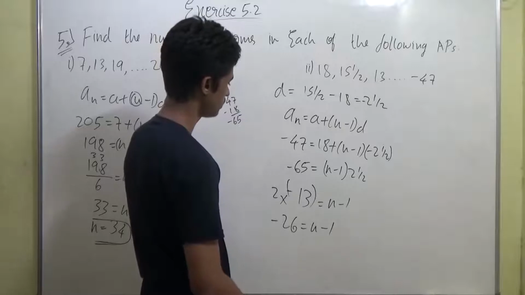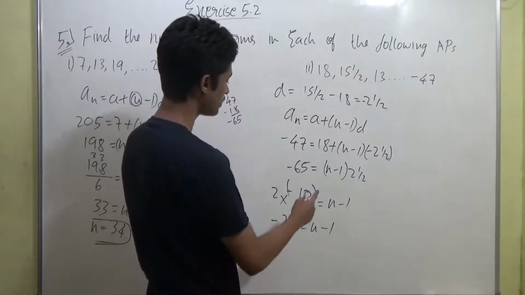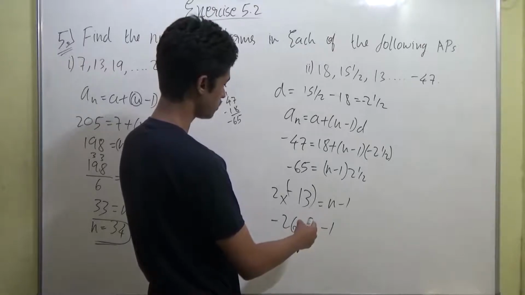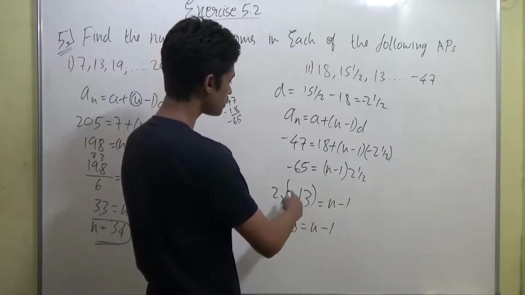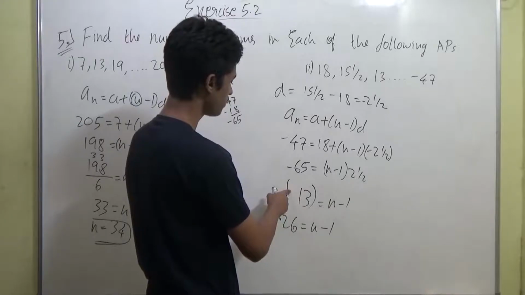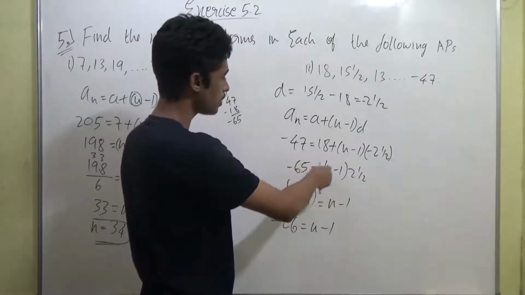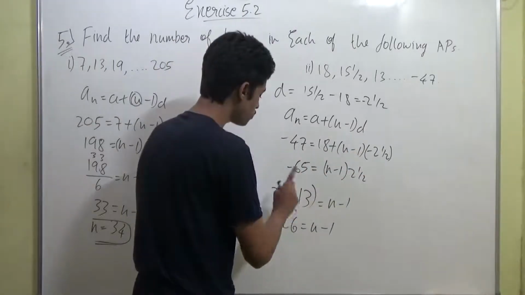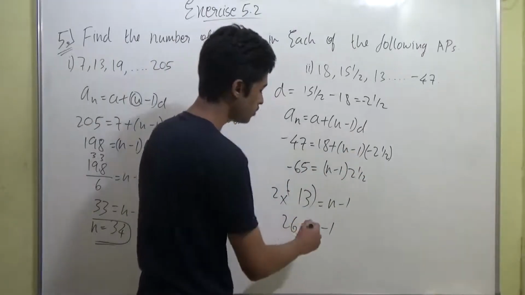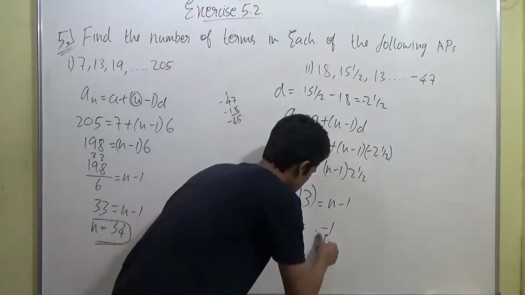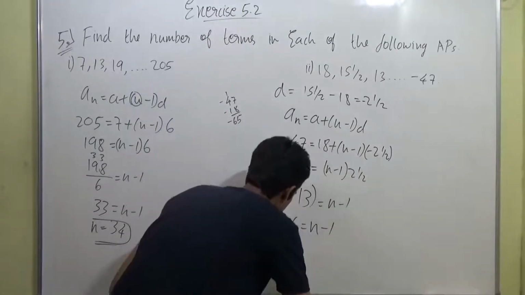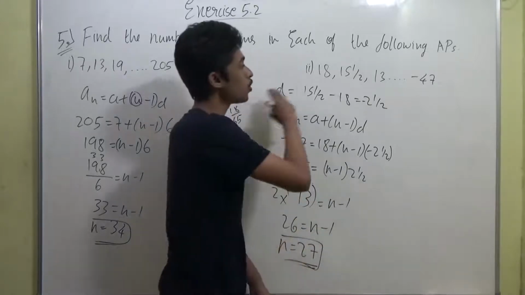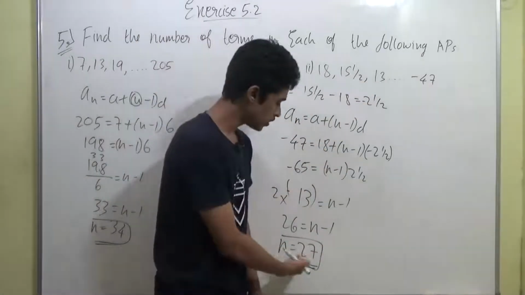Okay guys, just a minute. This minus and this minus will get cancelled actually. When minus 2.5 comes down, this minus and that minus will get cancelled, so minus won't be there now. It will become 26 equal to n minus 1. So n will become equal to 27. Getting it, guys? So the total number of terms in this AP is 27.